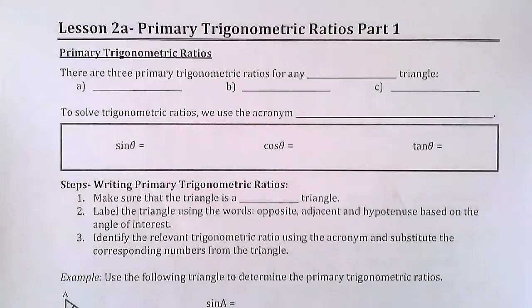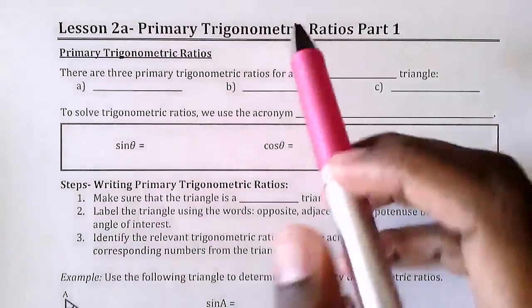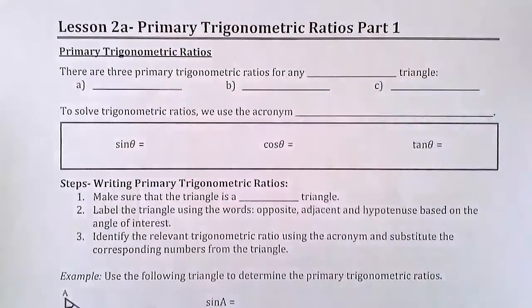So it's a review lesson, but also if you don't remember it, it's time to refresh your mind and hopefully you become more fluent with these types of questions. So we've separated into two parts. The ratios part one will specifically look at how to write the ratios as well as how to solve for the angle of interest. In part two, we'll specifically look at how to solve for specific side lengths.